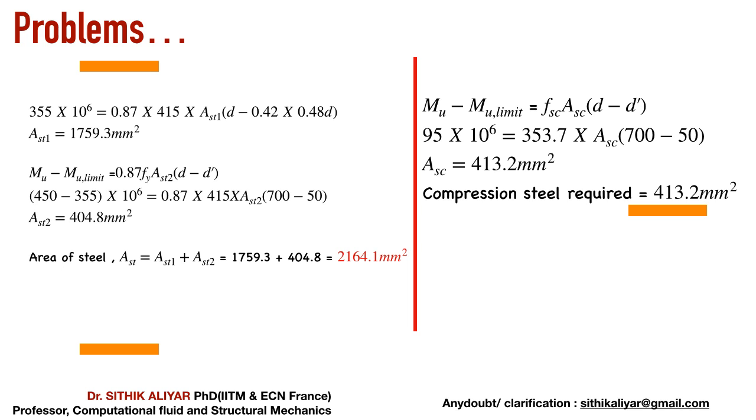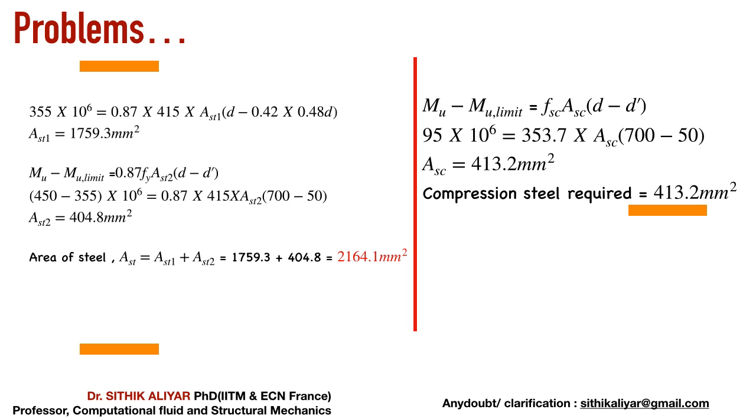For the same extra moment of 95, you should design the compression steel also, that is on the right side. So moment is equal to force into distance. Force is nothing but stress into area: Fsc into Asc into d minus d dash. Fsc is given, d is given, d dash is given. Keep Asc on one side, bring everything to the other side. Compression steel is 413 mm square.